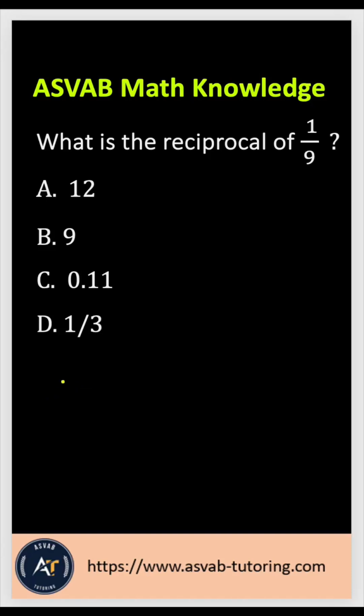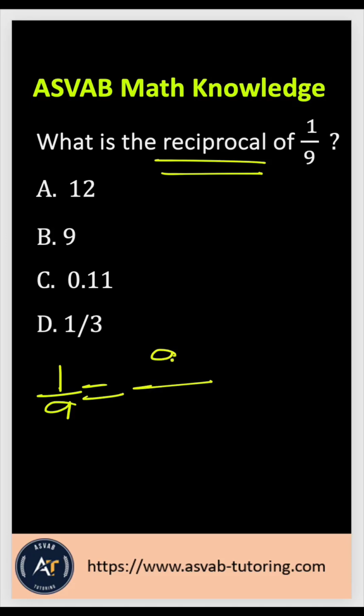Sometimes you might see very easy and simple questions on the ASVAB test, like this question. It says, what is the reciprocal of 1 over 9? If you know the meaning of reciprocal, then you should not take more than 5 seconds to answer this question. The reciprocal means you have to flip the number or the fraction. So in that case, 1 over 9, if you just flip it, that gives you 9 over 1 or just 9. So the correct answer is option B.